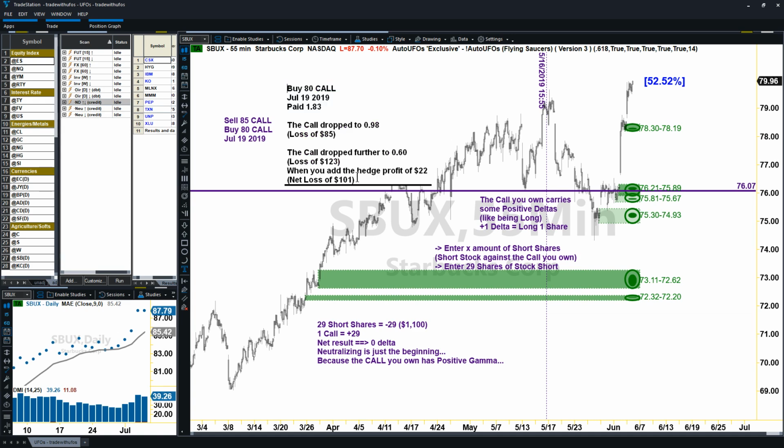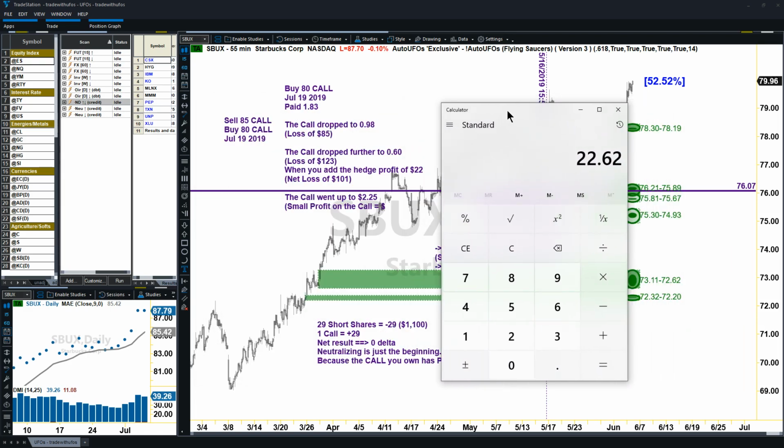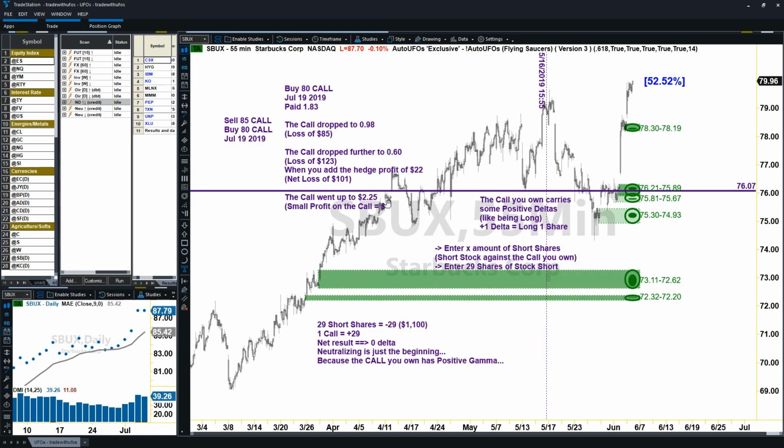The call went up to 2.25. So 2.25 means that now you have a little bit of a profit on the call, a small profit. Let me do the math. So 225 minus 183, that would be 42. So the call now is giving you a little bit of joy.